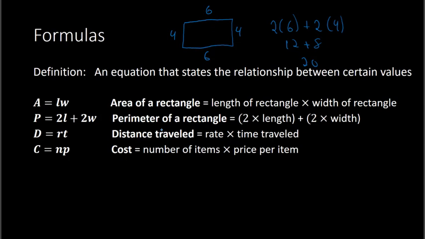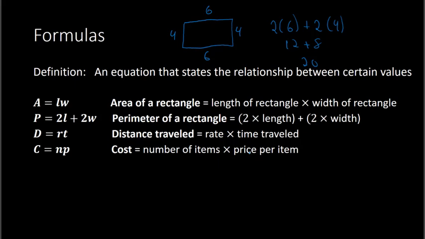Next we have cost. Cost, or C, equals N times P. Cost would be the number of items that you purchase times the price per item. So if you bought 4 shirts, that's the number of items, and each shirt costs $10, that's your price. Your total cost would be 4 times 10.